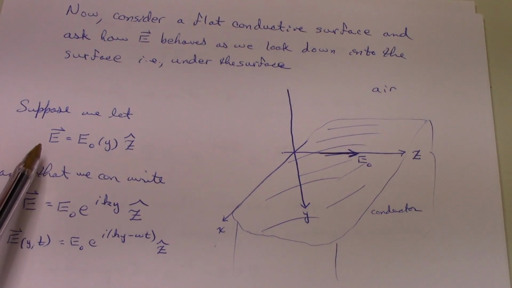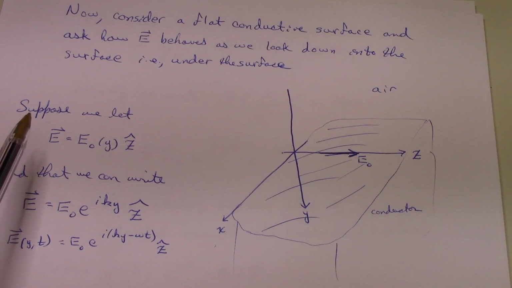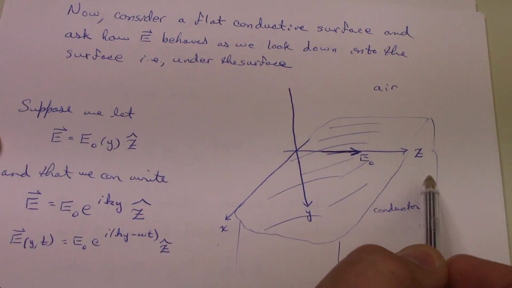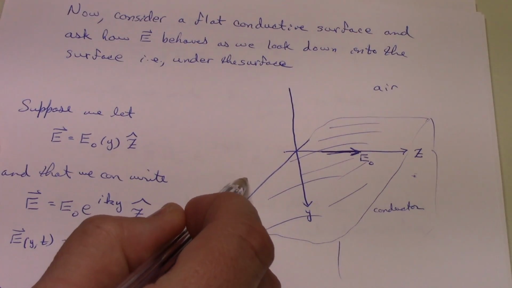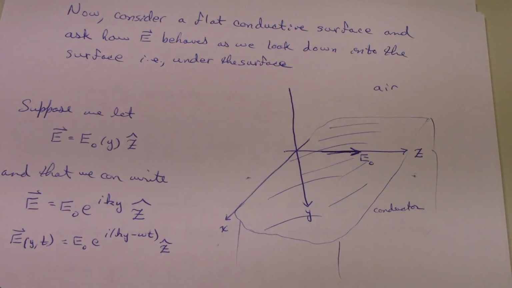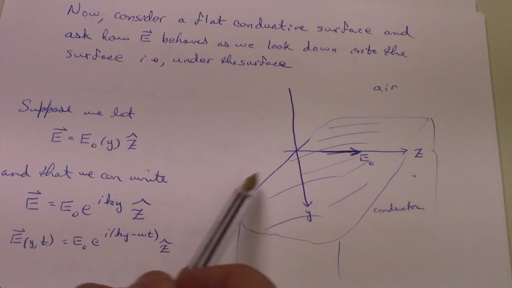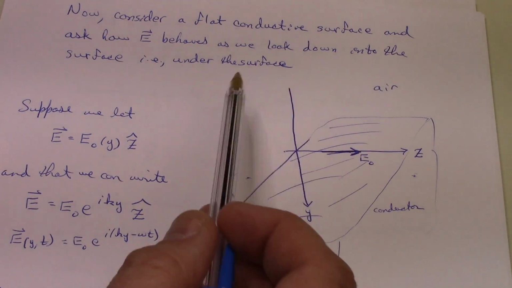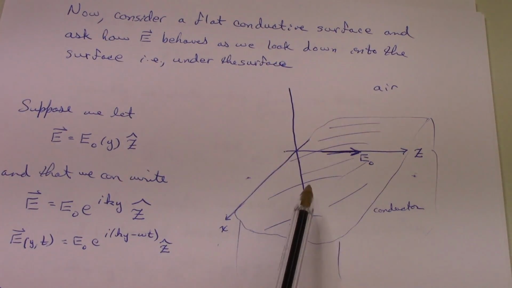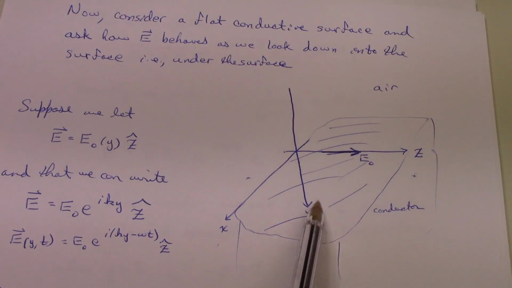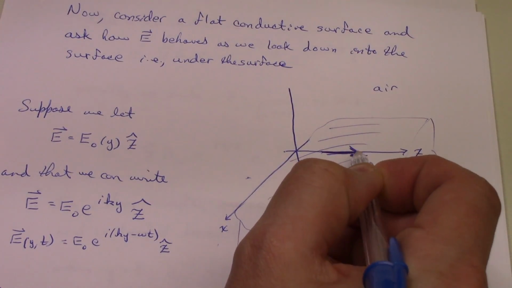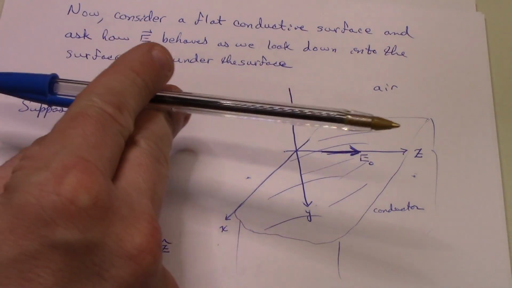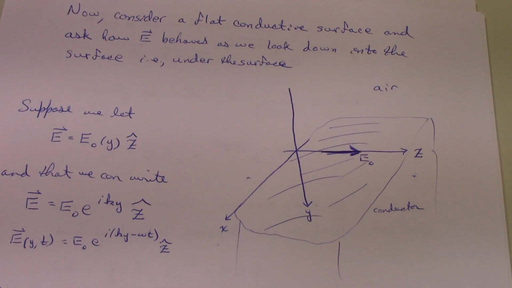Okay, so we're going to first of all suppose that maybe we put an electrode here and an electrode over here, and we feed AC through this big slab of metal. Or maybe we have an electromagnetic wave impinging down onto the surface. But no matter how you think about it, we're going to suppose that we initially have an electric field at the surface that points at one instant in the z direction.